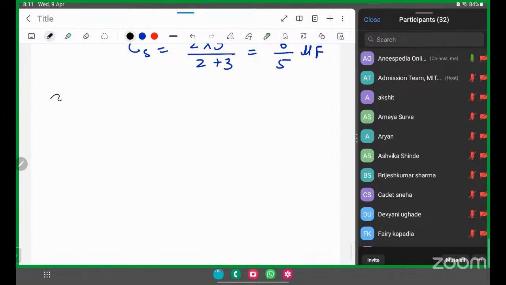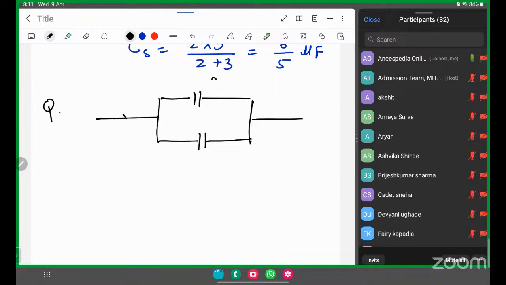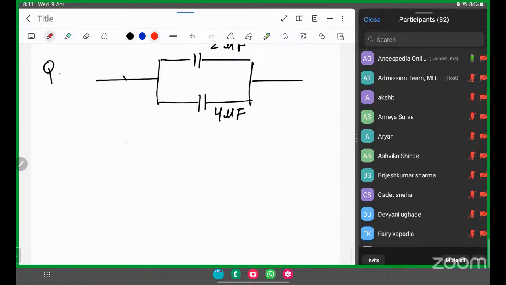Next, if we have these two capacitors in parallel combination, this is 2 microfarad and this is 4 microfarad, what will be the resultant? This will be C parallel, which is given by simply C1 plus C2. So this will be 2 plus 4, that is 6 microfarad.